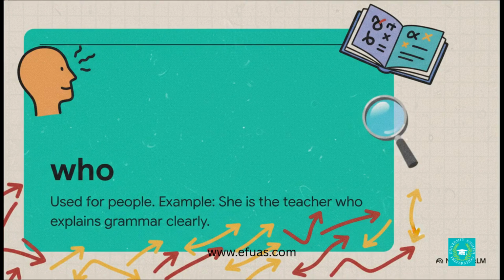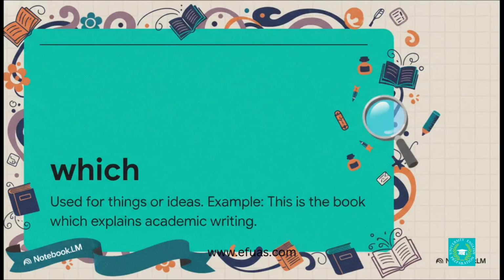First up, we have who. This one is super straightforward. Whenever you're describing a person, who is your go-to word. That little clause, who explains grammar clearly, tells us more about the teacher. Simple. Next up is which. You'll use this one when the noun you're describing is an object, a thing, or an idea, but never a person. Here, the phrase which explains academic writing gives us more crucial info about the book.